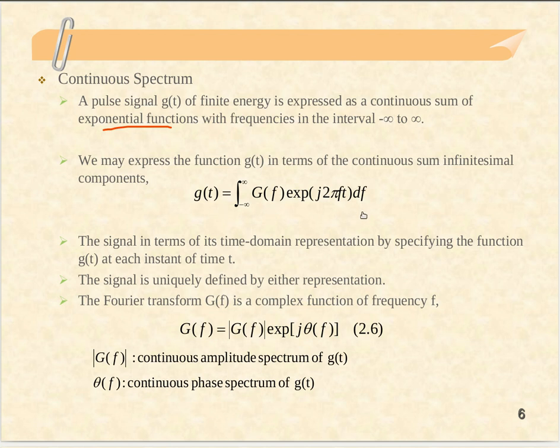This is a function of a Fourier transform. Now this signal can be represented by specifying g of t at each instant of time, so it can be uniquely defined using the representation. And the Fourier transform g of f, we can say it is a complex function of frequency f, which has an amplitude and a phase. Why this? Because we can draw the continuous amplitude spectrum in amplitude and the phase.